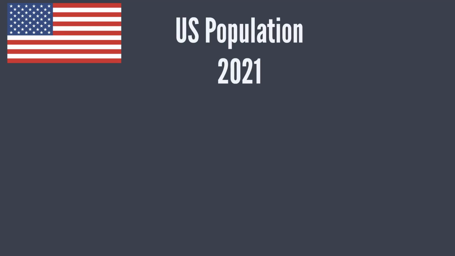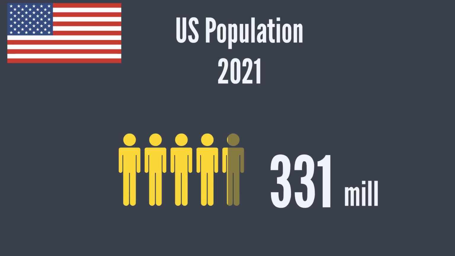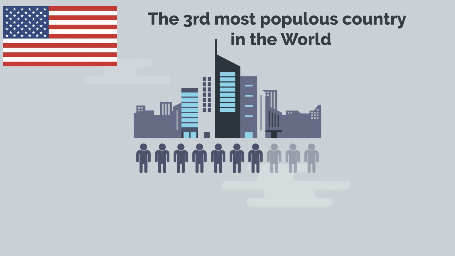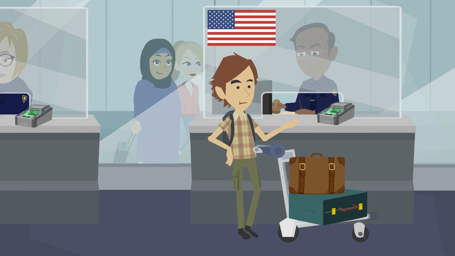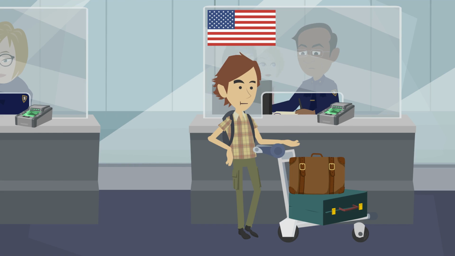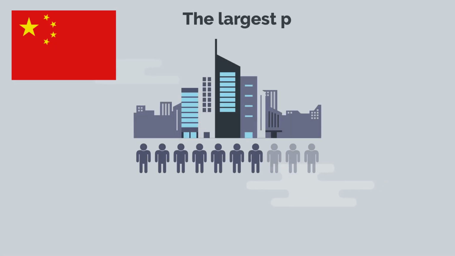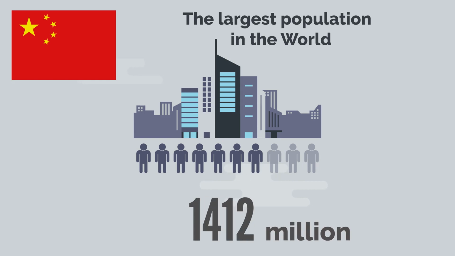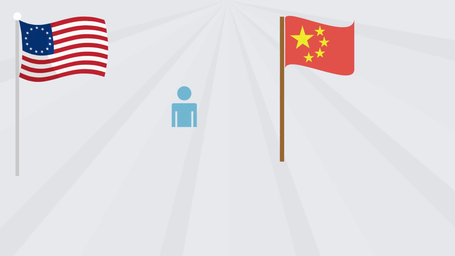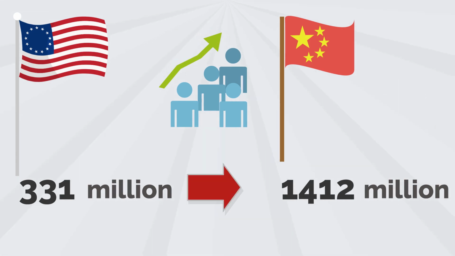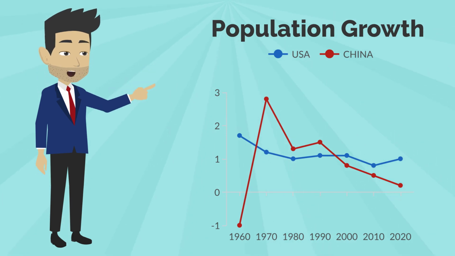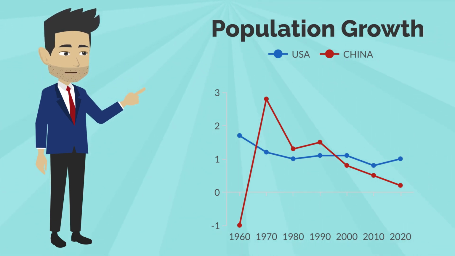In 2021, the estimated population of the United States was around 331 million people. The United States is the third most populous country in the world, known for its diverse population with immigrants from various parts of the world. As of 2021, China had the largest population in the world, with an estimated population of around 1.41 billion people. China's population size is more than 4 times that of the United States. The country's large population is a result of both natural growth and historical factors.